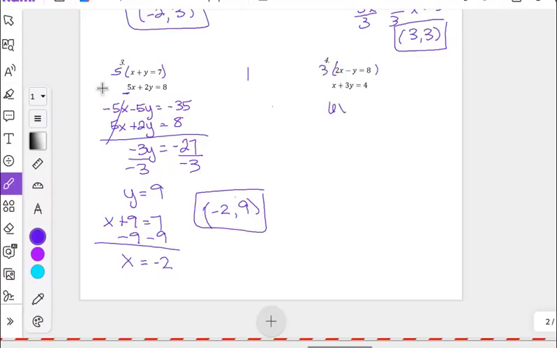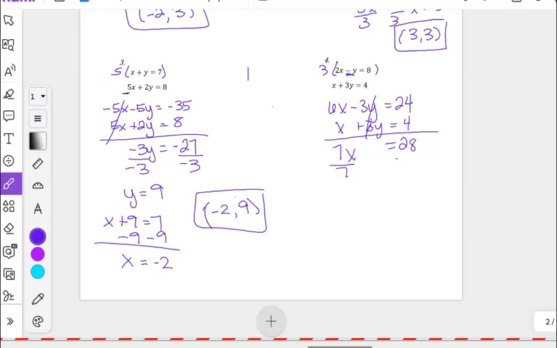So I'm going to have 6x minus 3y equals 24. I did not have to multiply by negative 3 because I already have the negative in that equation, so I just had to multiply by the 3. Now I'm going to rewrite x plus 3y directly below. 6x plus x is 7x. Negative 3y plus 3y cancels out. And 24 plus 4 is 28.